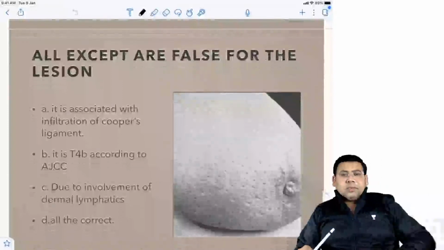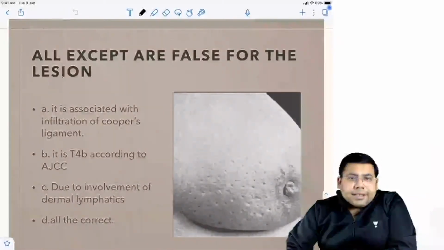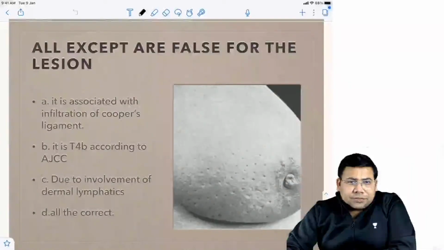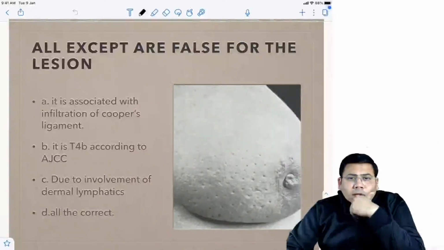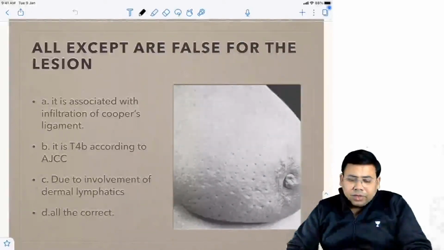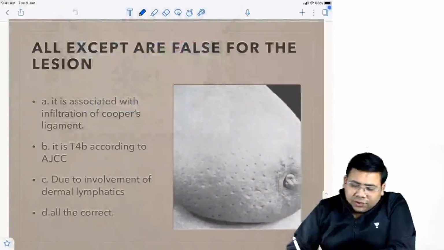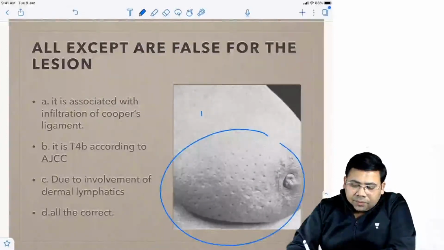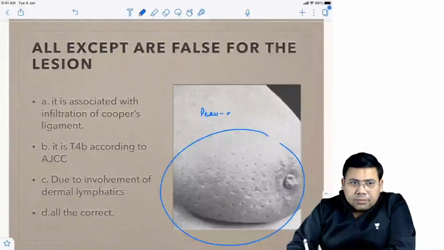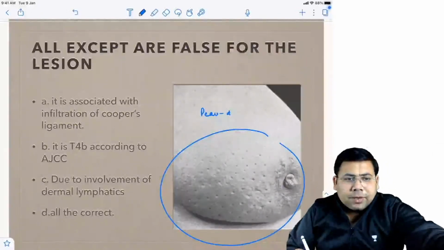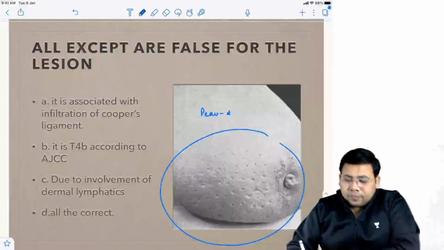Tell me, all except are false for this lesion. What can you see in the image, students? It's a very straightforward question. You can see a typical peau d'orange appearance.